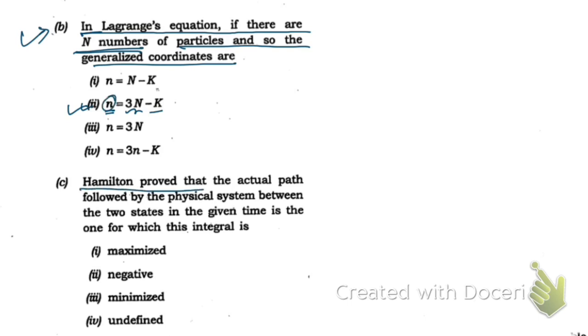Now Hamilton proved that the actual path followed by a physical system between two states in the given time is the one for which this integral is minimized, okay? That is minimized. So now let's go to the next question.